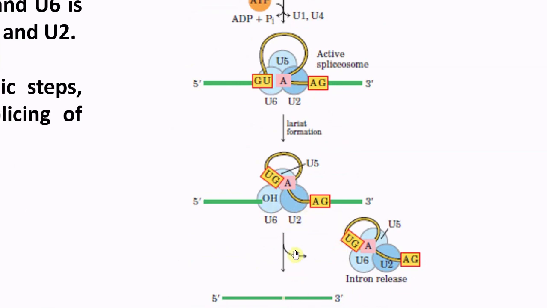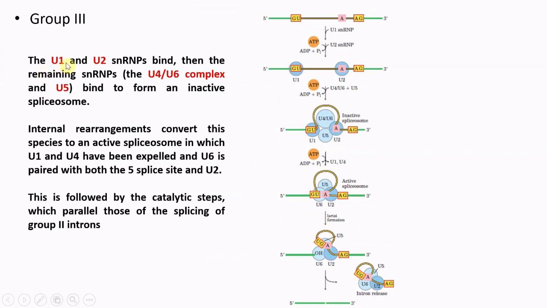2 exons are joined together. So in the group 3 intron, U1 and U2 snRNP are the first ribonucleoproteins that recognize the intron and bind to the introns. Then the remaining snRNPs, U4 U6 complex and U5, bind. Then internal arrangement converts the mRNA in such a way that the intron is released as a lariat and two exons are joined together. So in group 3 intron, as you can see, the ribonucleoproteins U1, U2, U4, U6 and U5 are involved, and they are essential for the splicing reaction.